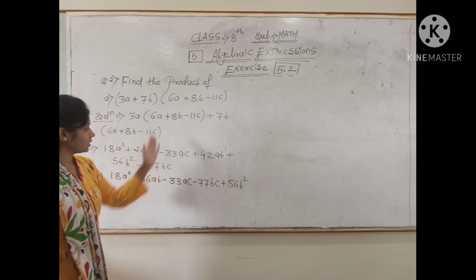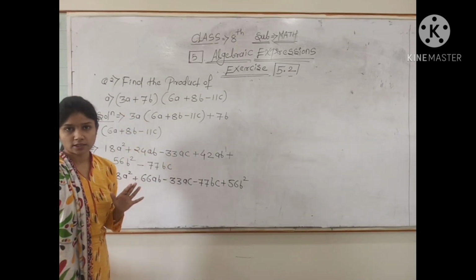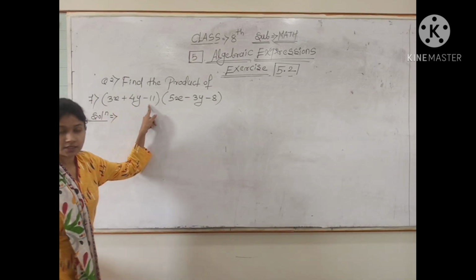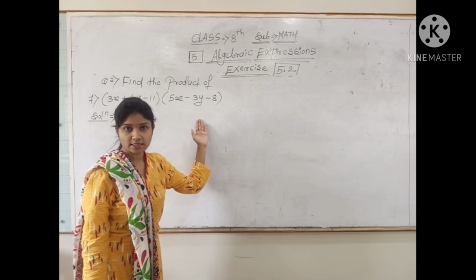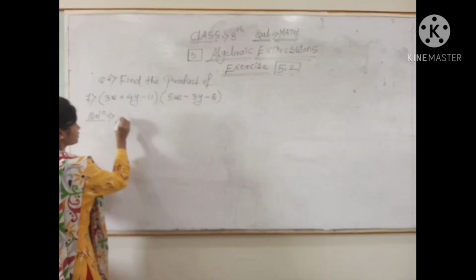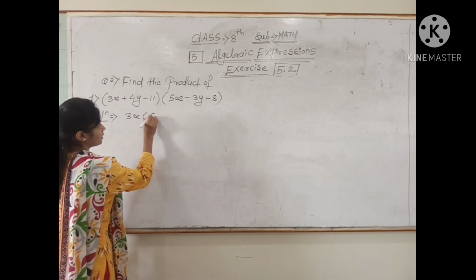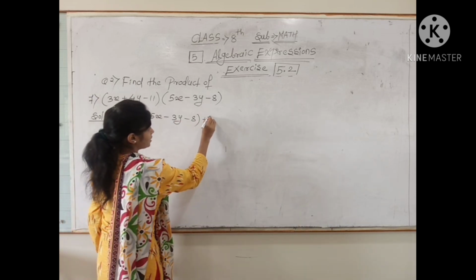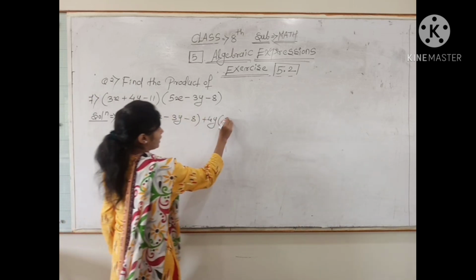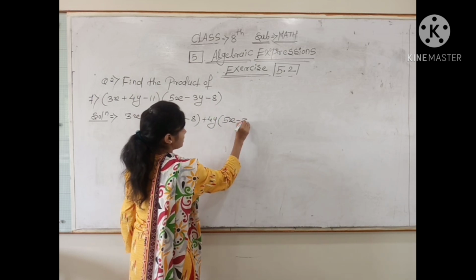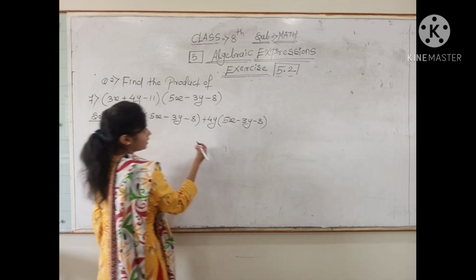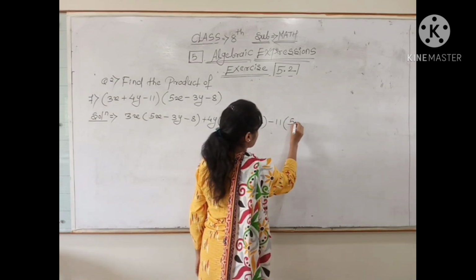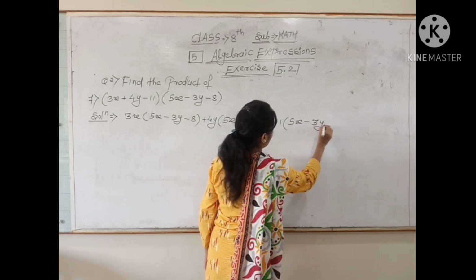This type, we have to solve the binomial multiplied by trinomial expression. Understand? Next question F. 3x plus 4y minus 11. It is a trinomial expression. This trinomial expression is multiplied by 5x minus 3y minus 8. Okay. So you have to use the same method. 3x firstly multiplied by this bracket, 5x minus 3y minus 8. Then another term is what? Plus 4y is multiplied by 5x minus 3y minus 8. Then after that, minus 11 is also multiplied by 5x minus 3y minus 8.